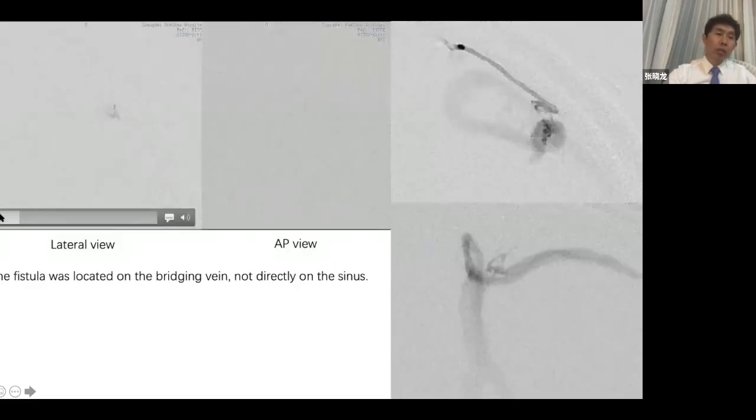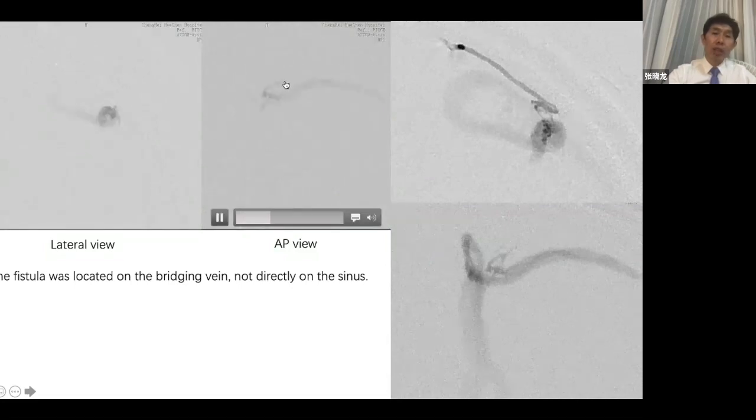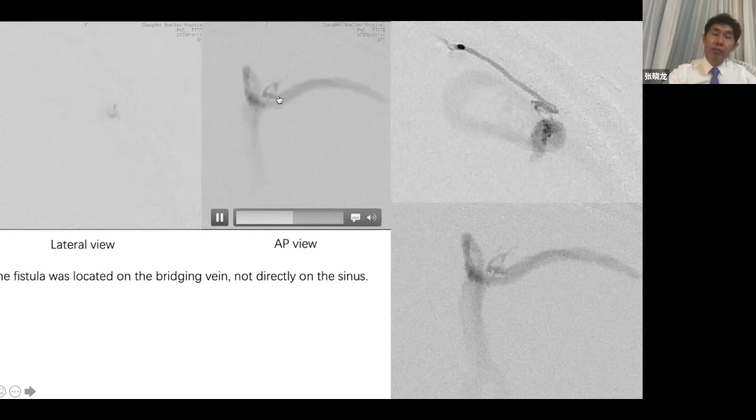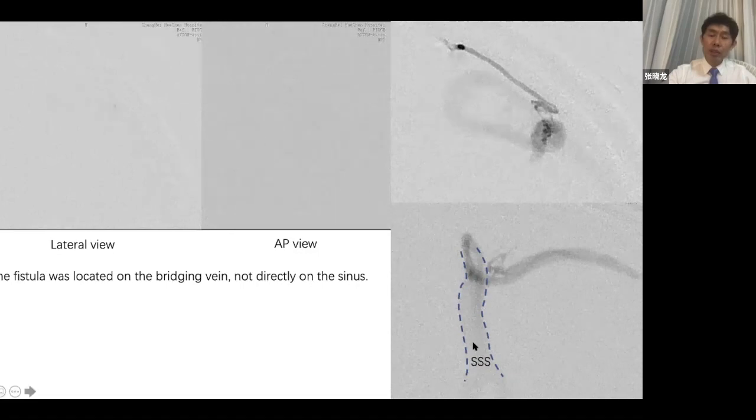So we did the lateral view and the AP view with the microcatheter angiography to figure out the location of the fistula. The fistula was here, and this is the bridging vein, flowing back to the superior sagittal sinus. And here is the reflux of the bridging vein. We want to precisely occlude this one and protect the bridging vein because it has a function. And here is the fistula site. This is the superior sagittal sinus, the bridging vein, and the site of the fistula.